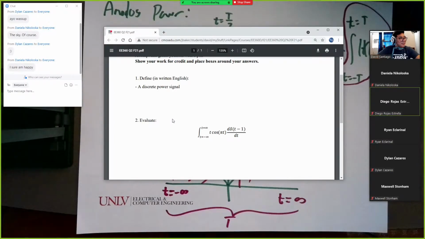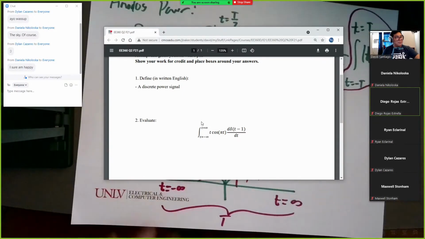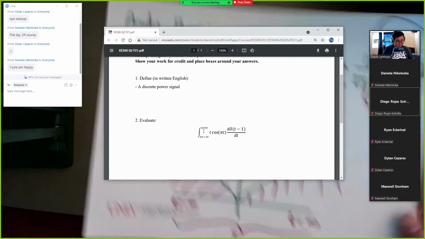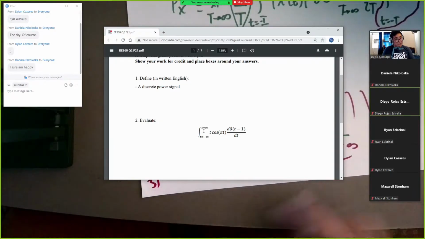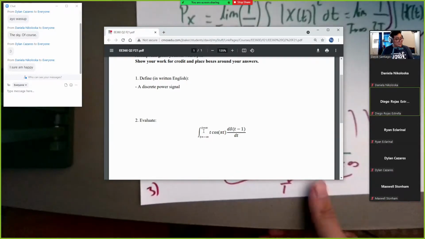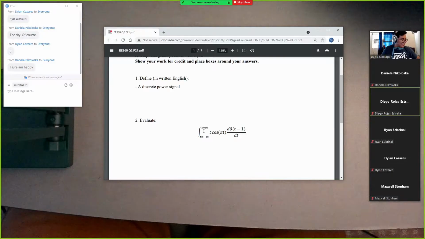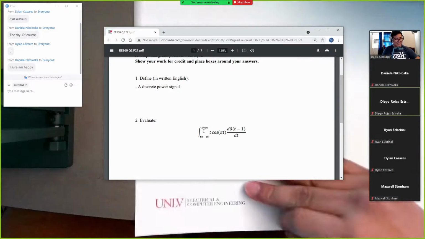Now the next thing I'm going to talk about is the properties of the Dirac delta. So the reason why I picked this problem right here is for the following. I want to make sure you guys know how to even do this. Okay, there we go. Let me write that down.